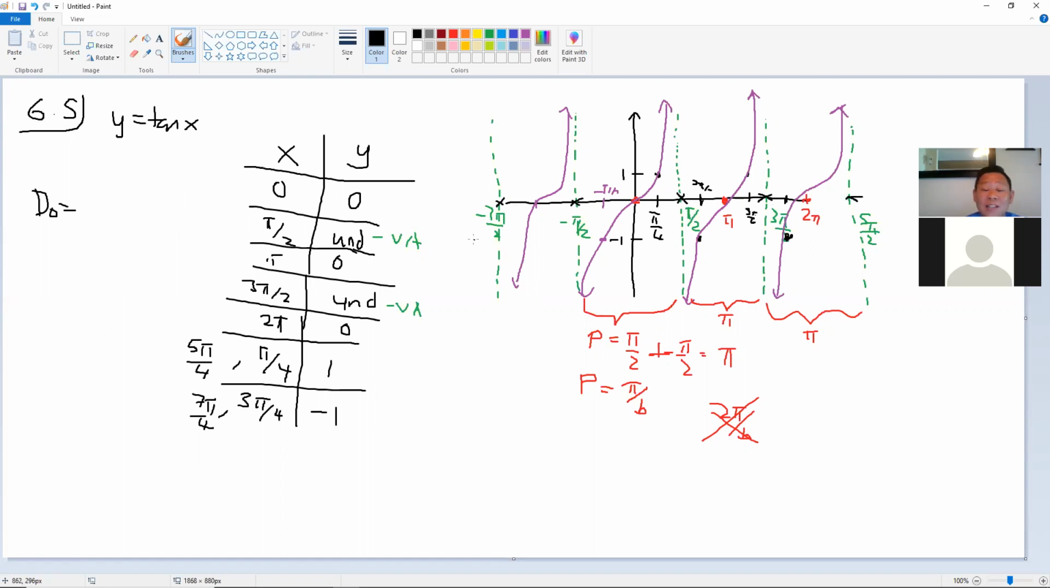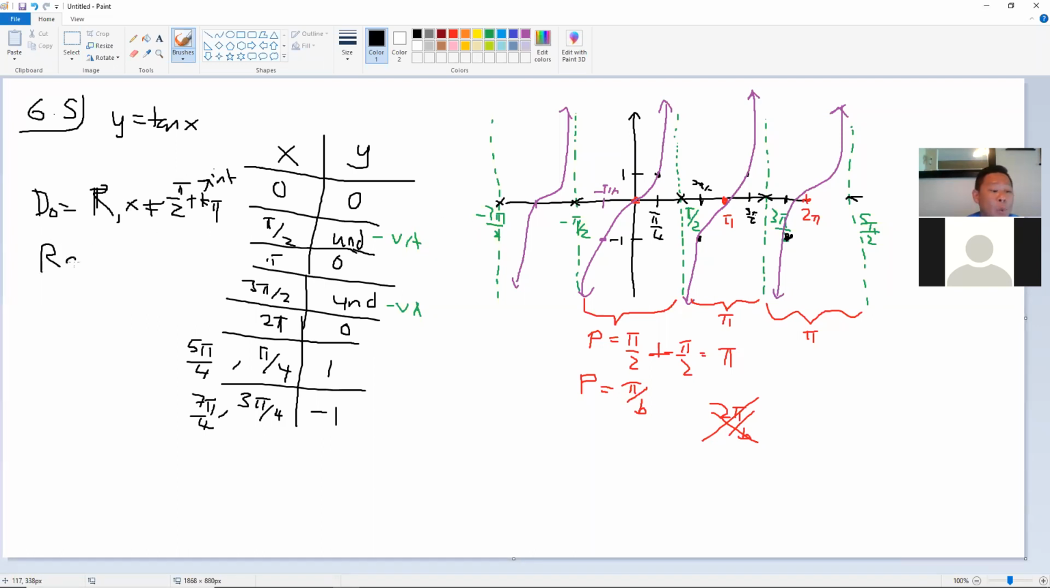So your domain in this case is all real numbers except pi over 2, 3 pi over 2, 5 pi over 2, and negative pi over 2. So how do we write this? Since it starts with pi over 2, your domain is all real numbers. X cannot be pi over 2 plus k pi, where k is an integer. That means any value for x works except for pi over 2, 3 pi over 2, 5 pi over 2, and negative pi over 2. So this is how we write your domain for this case.